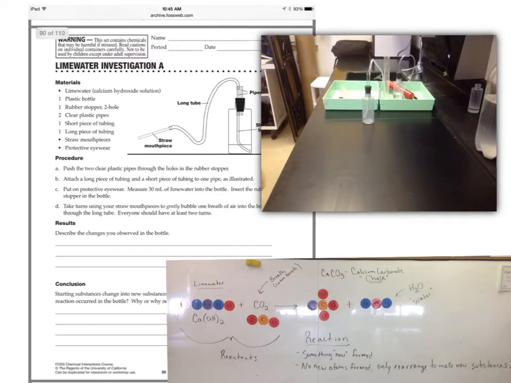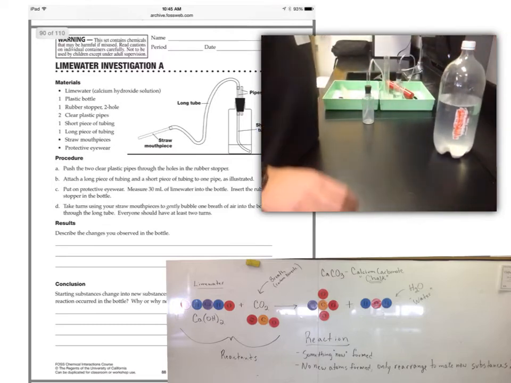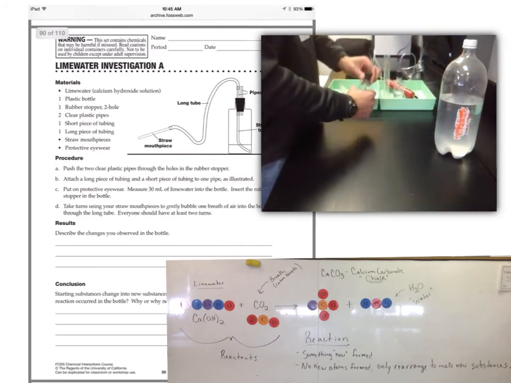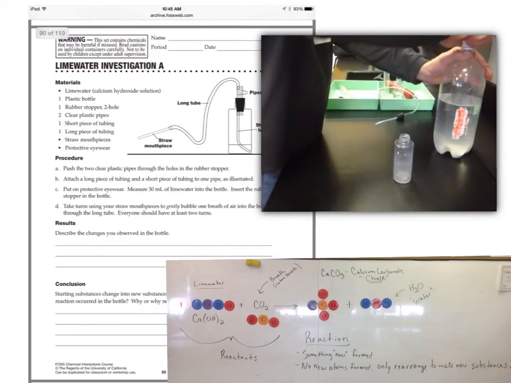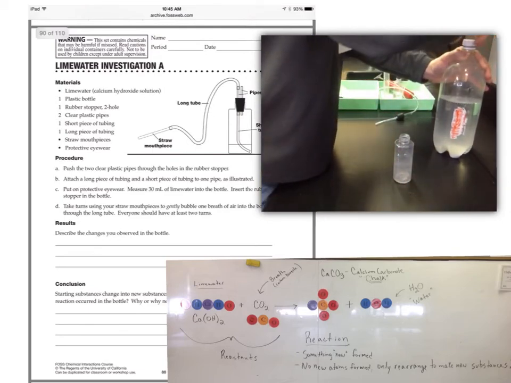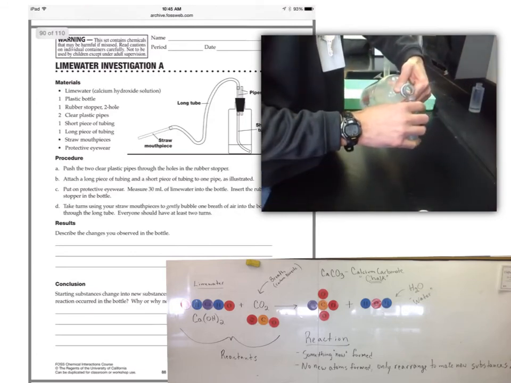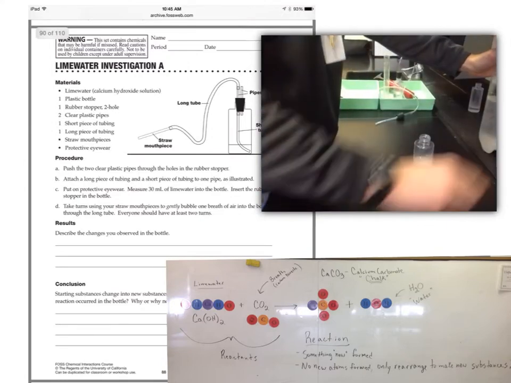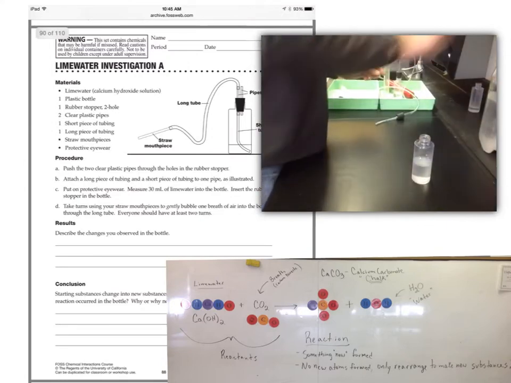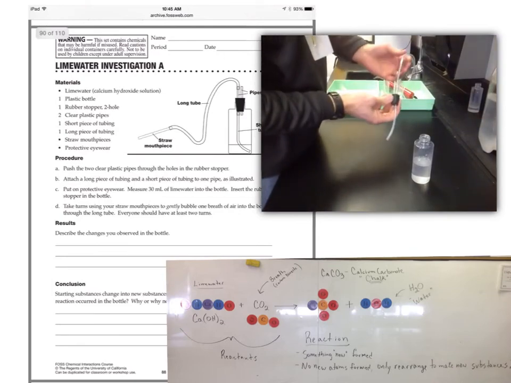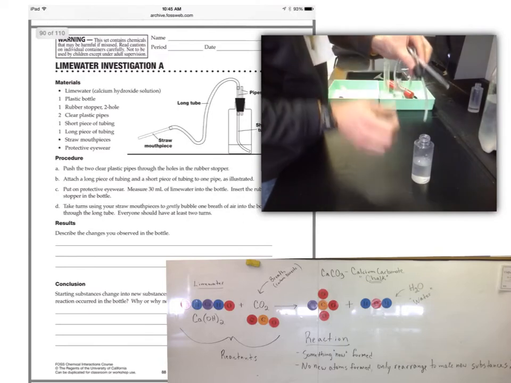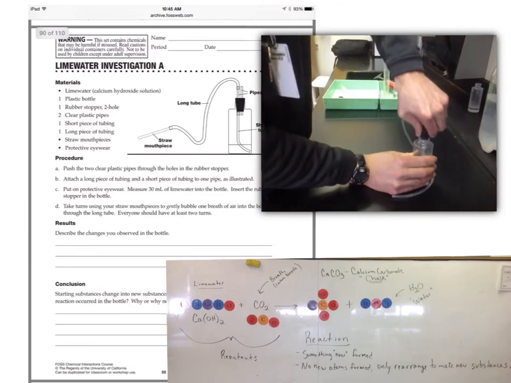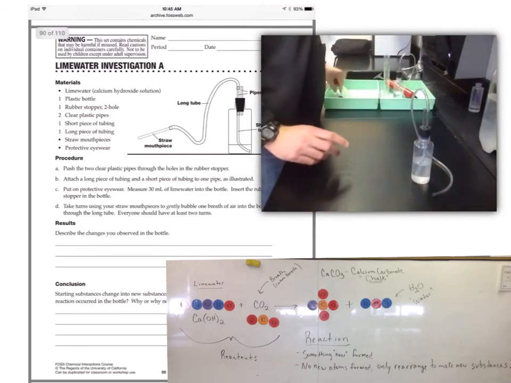And what we have here is some lime water. It's calcium hydroxide. I mixed a white powder with water, calcium hydroxide, and we're going to put some of it into a plastic container. Alright, that should be enough. And by reading your lab sheet, you were able to set up this contraption, and using this contraption we will be adding your breath, my breath in this case, to the water.